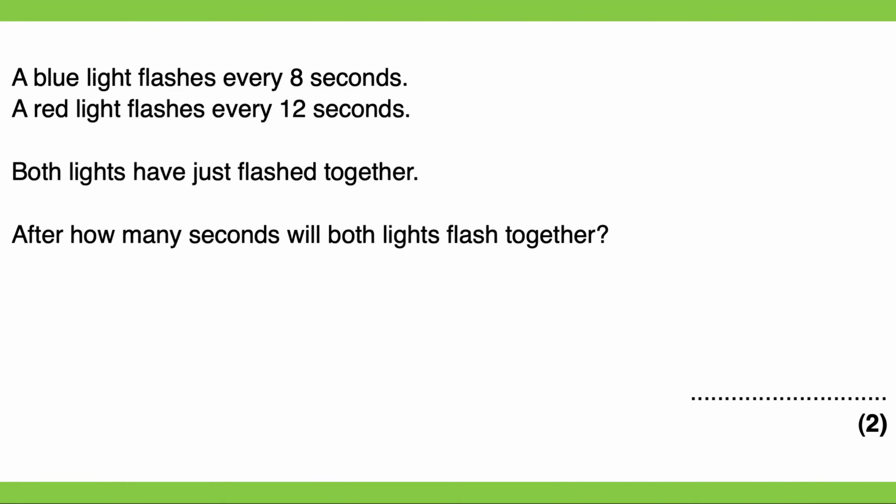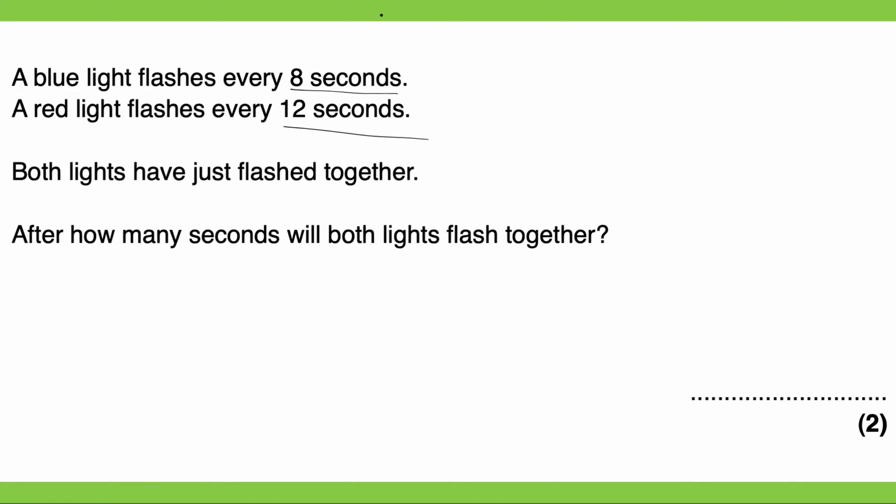Next question, a blue light flashes every 8 seconds, a red light flashes every 12 seconds. Both lights have just flashed together. After how many seconds will both lights flash together? So over here we have to work out the lowest common multiple of 8 and 12.